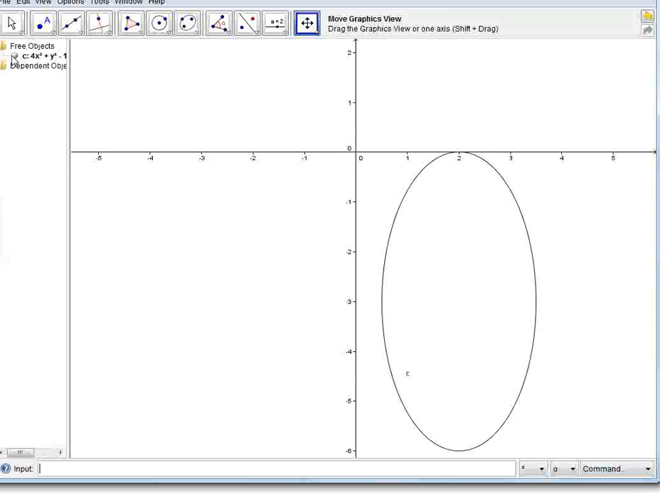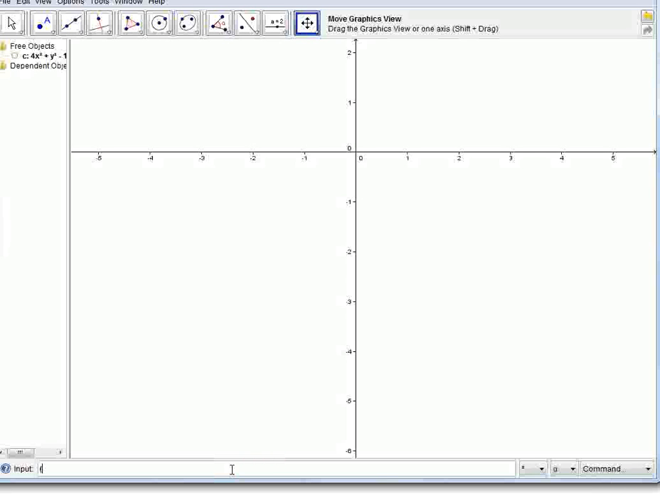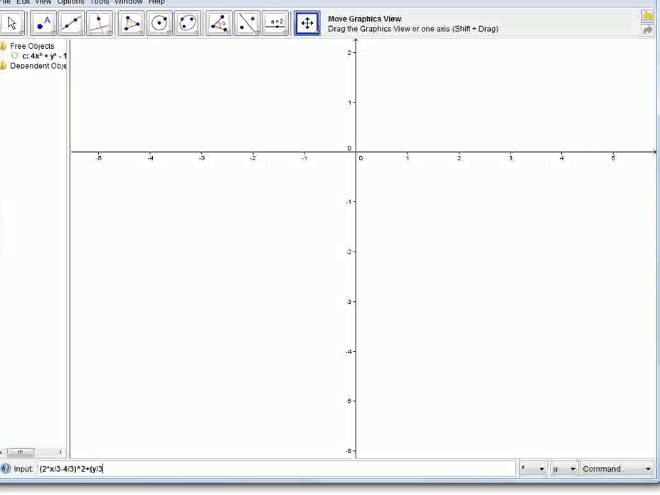And actually, if we just hide that for a moment and look at our previous expression, it is ((2/3)x − 4/3)². So let's key that in. 2 times x over 3 minus 4 over 3, all squared, plus, we had a third of y plus 1, so (y/3 + 1)² = 1.